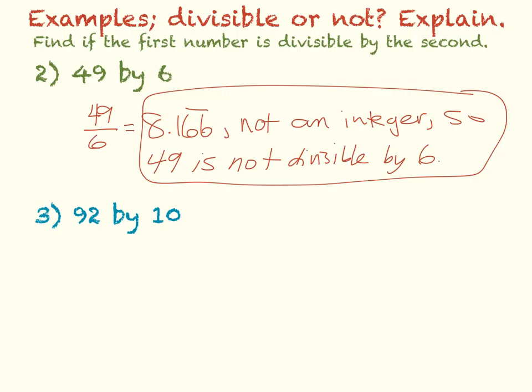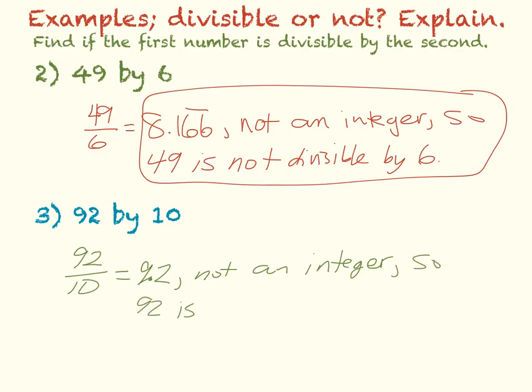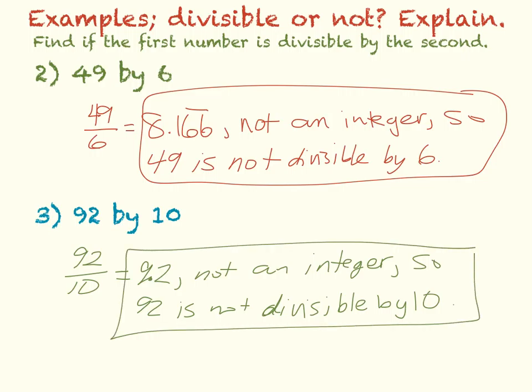And the third example here, 92 and 10. So if we go 92 divided by 10, we could simplify that. However, if we typed it into the calculator, we would get 9.2. 9.2 is not an integer. So 92 is not divisible by 6, or sorry, by 10. And that would be your final answer. So because you get a decimal answer, it's not divisible.